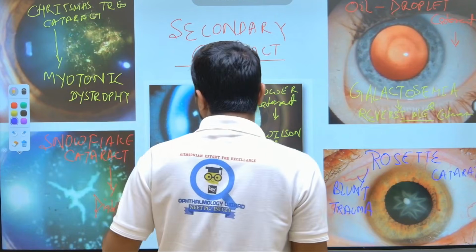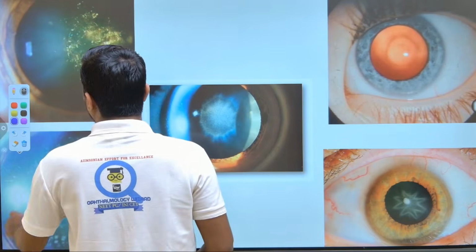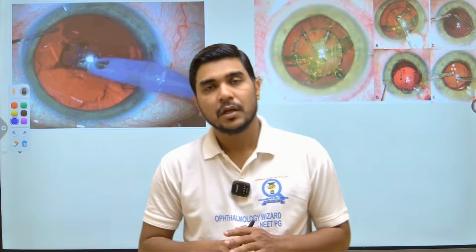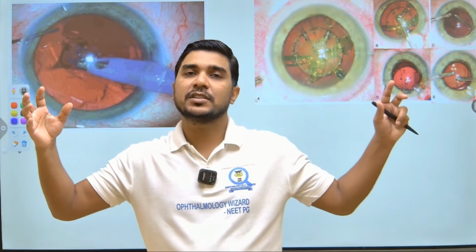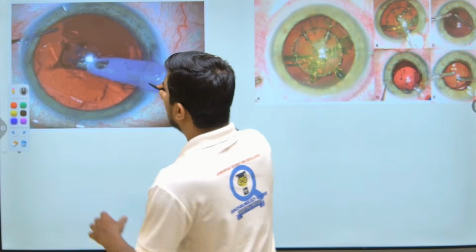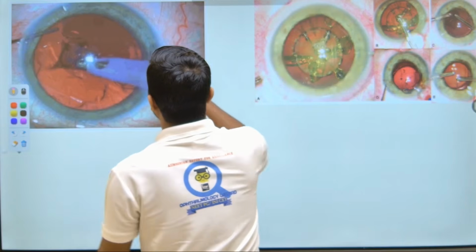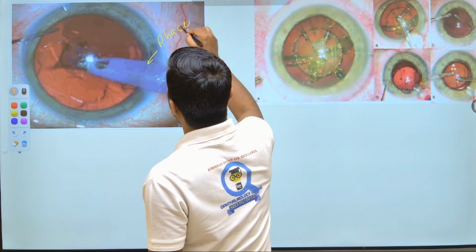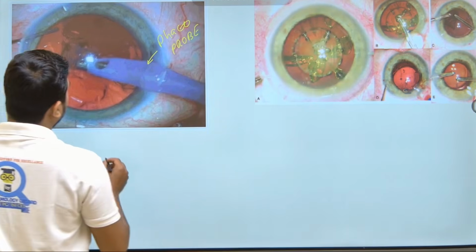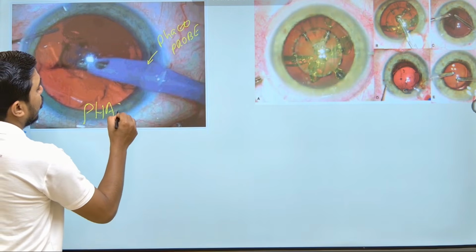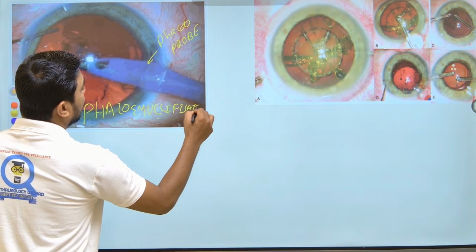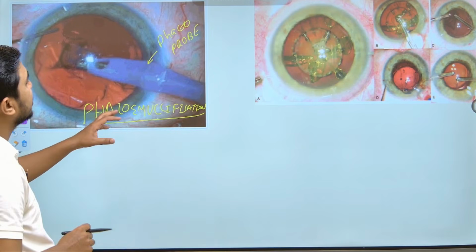Okay, now moving to the next image. Can you see what this is? These are all things related to a procedure called cataract surgery, right? So what is being done here? This is a phaco probe, and this process is phacoemulsification. So this process of cataract surgery is phacoemulsification.